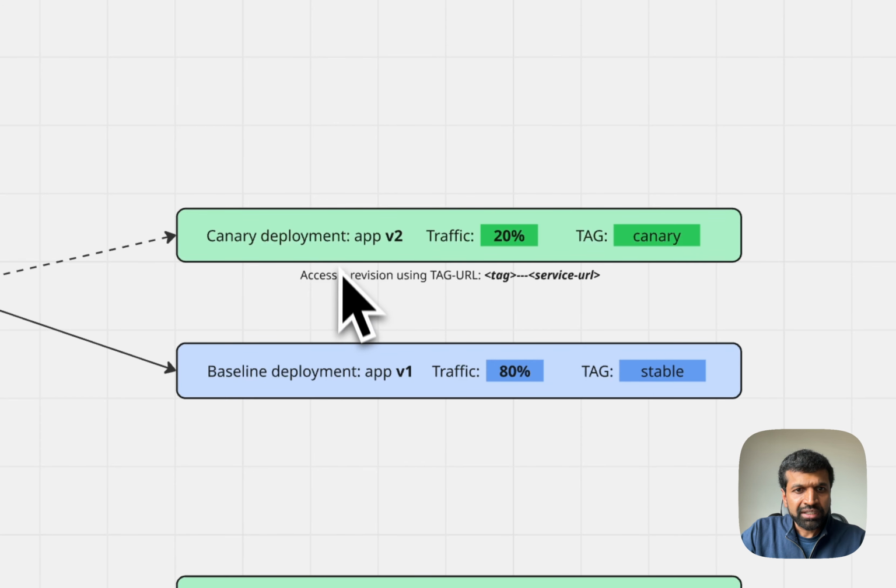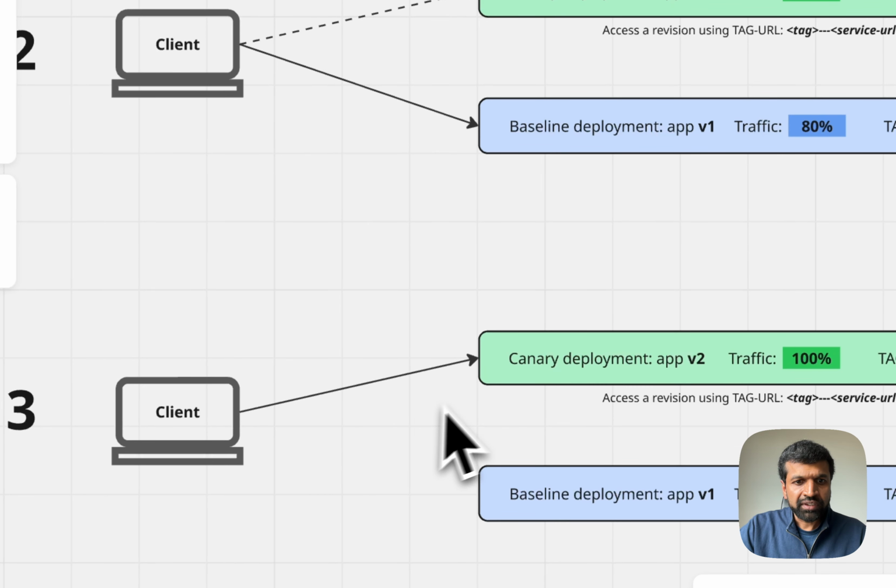So between the baseline deployment and the Canary deployment, an 80-20% traffic split is happening. There are tags associated with each of these deployments, stable and Canary. Once this deployment is done and the traffic splitting configuration is done, then we will access the Canary deployment using the tag-specific URL, and then we'll test it. Once it is looking good, we'll route all the traffic to the Canary version.